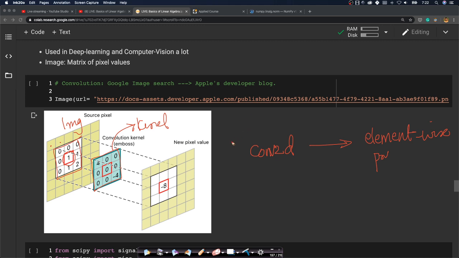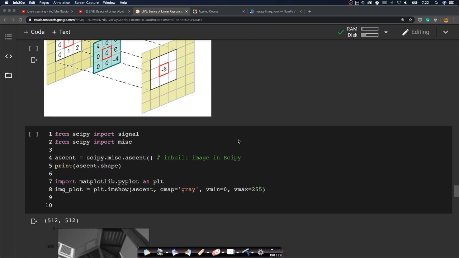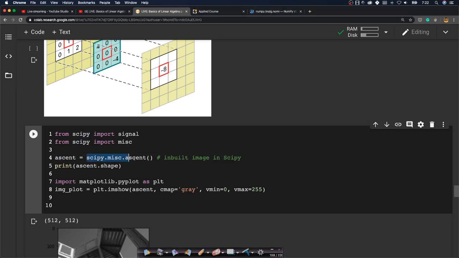Now you might say, what the heck are we learning? Why are we learning all this? This sounds too theoretical. I'll show you some simple application of this. Very simple application. Let's actually take an image. I've taken this example from SciPy. I'm importing SciPy and SciPy miscellaneous. SciPy has an image called Ascent. I'm just loading an image here.